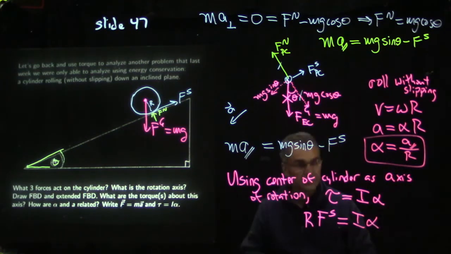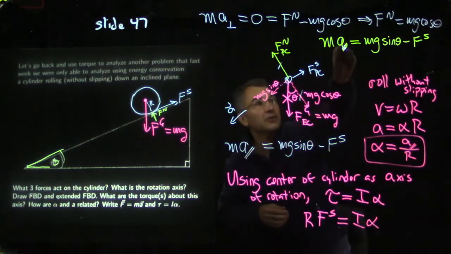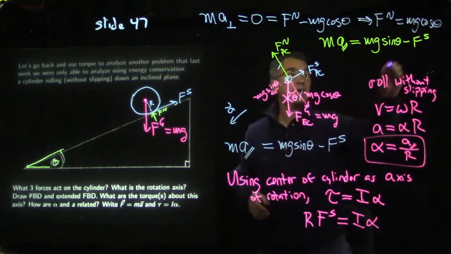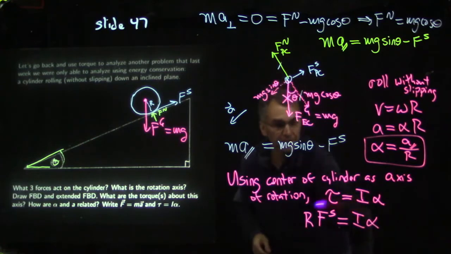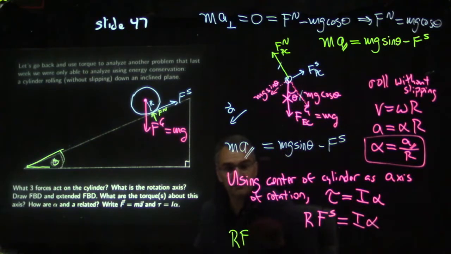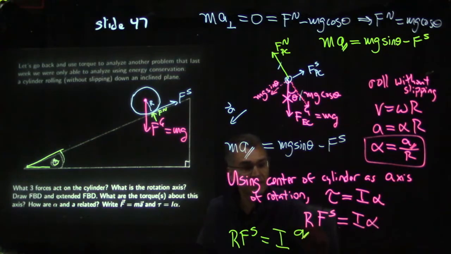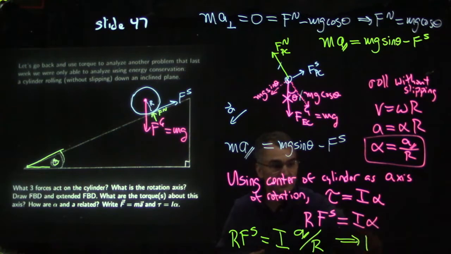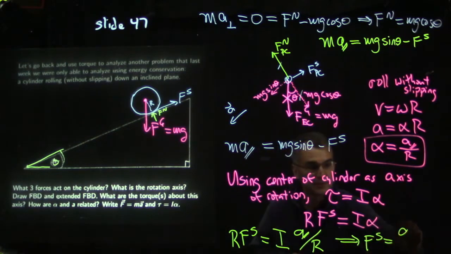And this acceleration here is the acceleration in the downhill direction. So I'll just write the downhill parallel part so that it matches this. So combining this result with this result, we get r times f static is rotational inertia times downhill acceleration divided by the radius, which gives us f static equals downhill acceleration times rotational inertia divided by r squared.